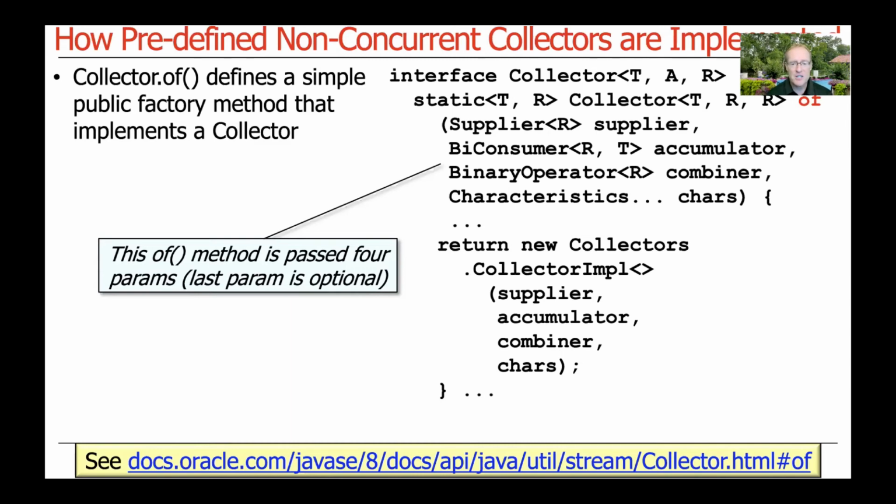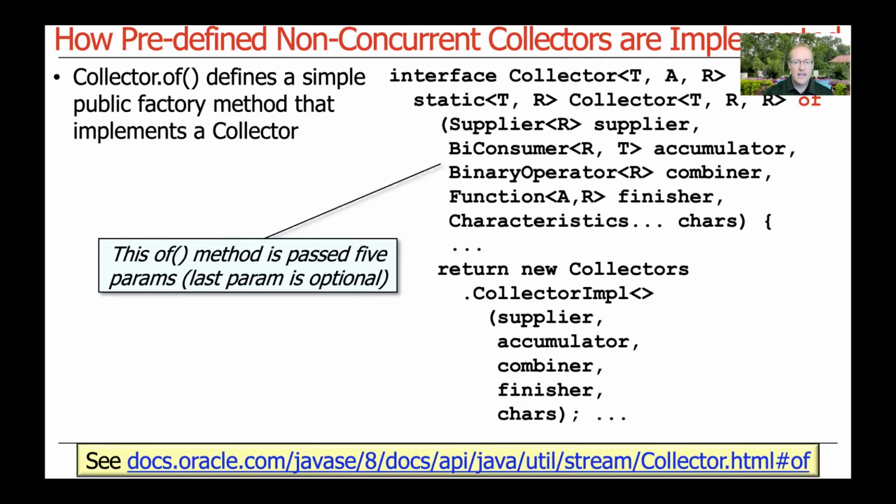In this particular case, it's going to use the CollectorImpl constructor that will make something that typically has identity finish. It doesn't have a finisher as part of it. Here's the 5-parameter version of of, and this version, as you can see, takes a supplier, a BiConsumer, a BinaryOperator, a function for the finisher, and optional characteristics. So this is the one, of course, that's going to be used to make a CollectorImpl that adds the finisher to the equation. So just a couple different versions. We'll see how these get used when we look at how to implement our own custom collectors in the next lesson.